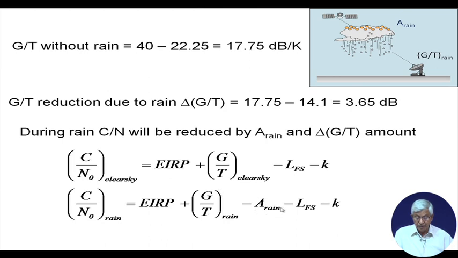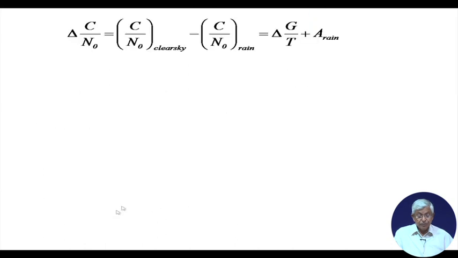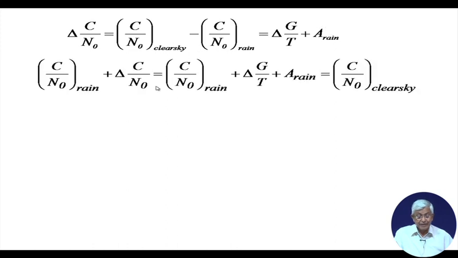a new attenuation is coming as rain. So, that is during rain. So, the change in the C by N naught due to rain is, you subtract these two and you get delta G by T and A rain. These two factors are changing.